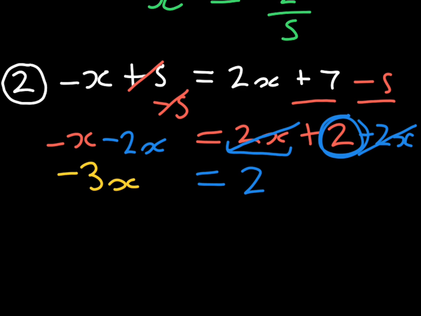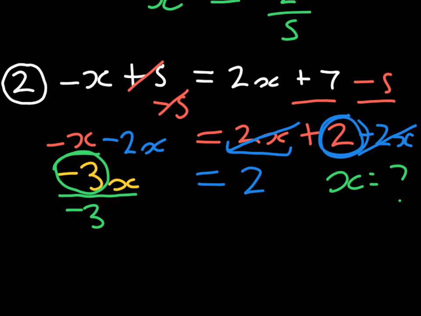So we now have minus 3x equals 2. We are not done there because remember, we need x alone. We want x equals something. So to get x by itself, we are going to divide minus 3x by the coefficient of x. And the coefficient of x for this example is minus 3. Remember, the coefficient is simply just the number in front of x. So we divide by that number.